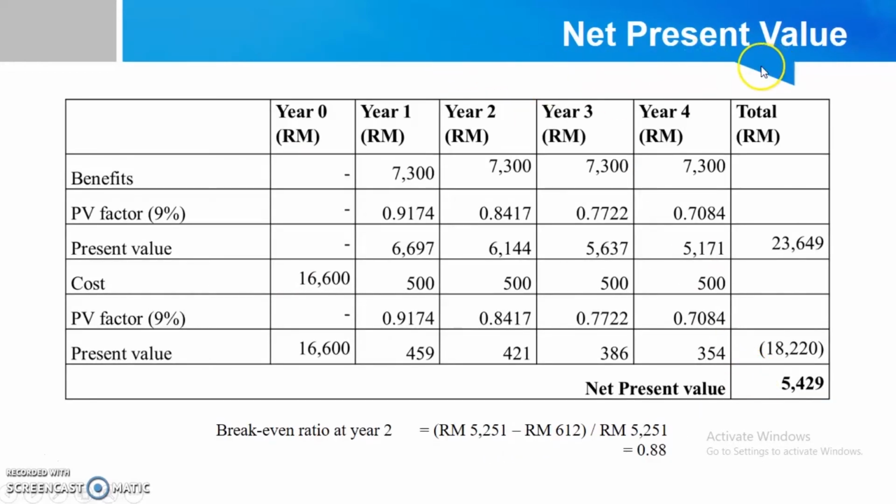Net present value. We calculated the net present value for the 4 years and we get 5,429. After we get the net present value, we calculate the break-even ratio at the year 2.88.